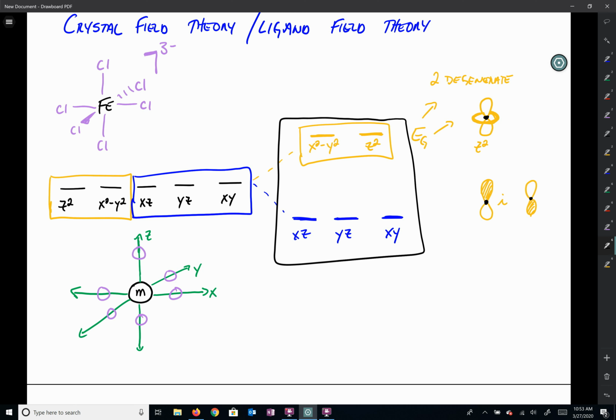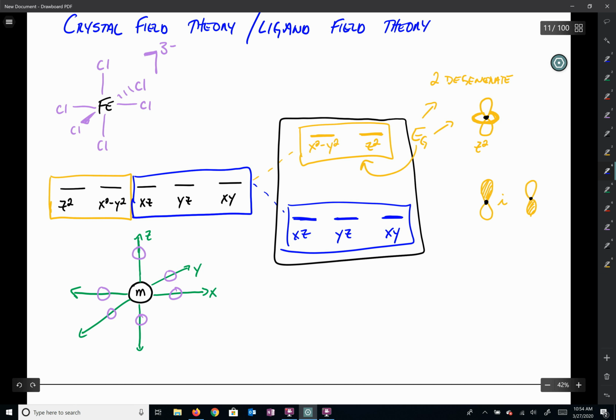I am going to be referring to the EG set quite a bit, and what I need you guys to know is that the EG set just means my x squared minus y squared, my z squared, okay? They are doubly degenerate. The stuff with respect to inversion is not that important. I'm just telling you where the letters come from. These letters are very important, okay? These are important. They do mean something. I'm just very, very briefly, and I'm skipping over a lot, just introducing what it is, okay?